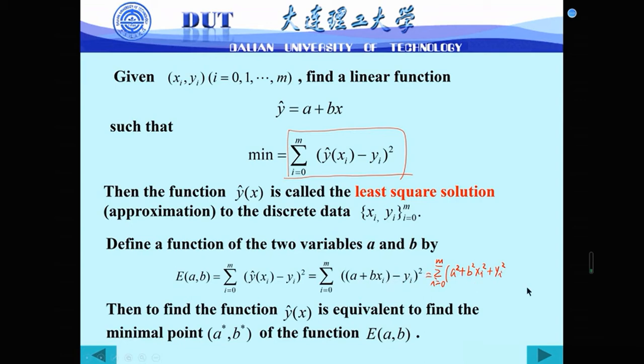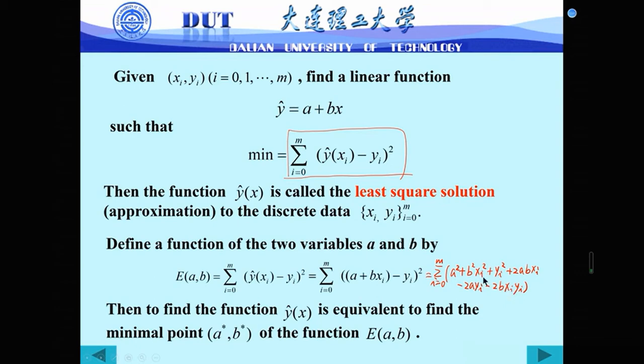Three terms square. And plus 2abxi, right? Two terms. And minus 2ayi, minus 2bxiyi. Is it okay? We obtain 6 terms for the square. It's okay because we have 3 terms here, so by square, we have 6 terms.